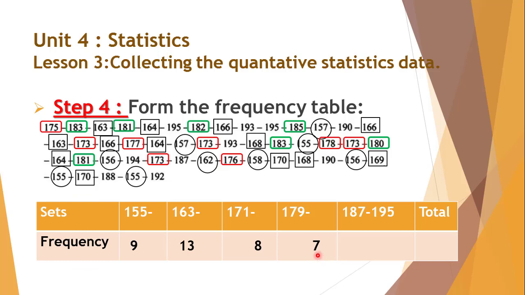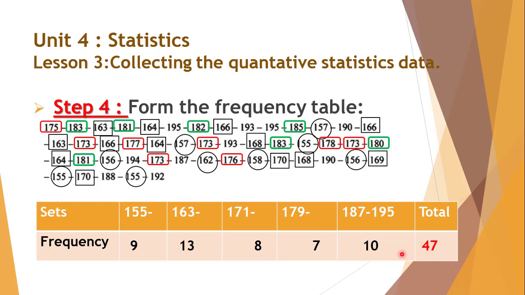Okay, the last set is from 187 to 195, and we will take 195. Here we have, let's count together. 1, 2, 3, 4. This is the first line. 5, second line. 6, 7, 8, 9, and 10. So we have 10. If we want to be sure that we are right, add the numbers. The summation should be 47.